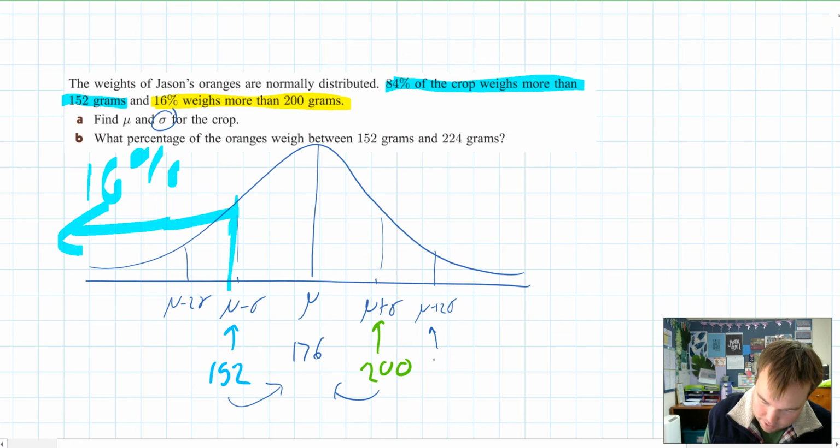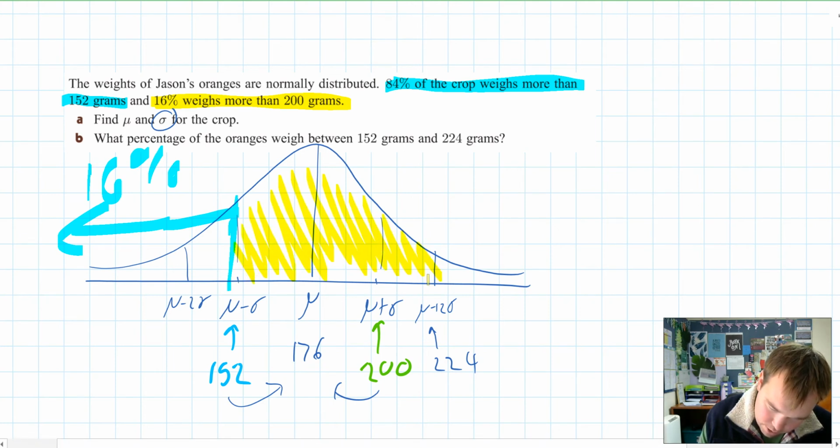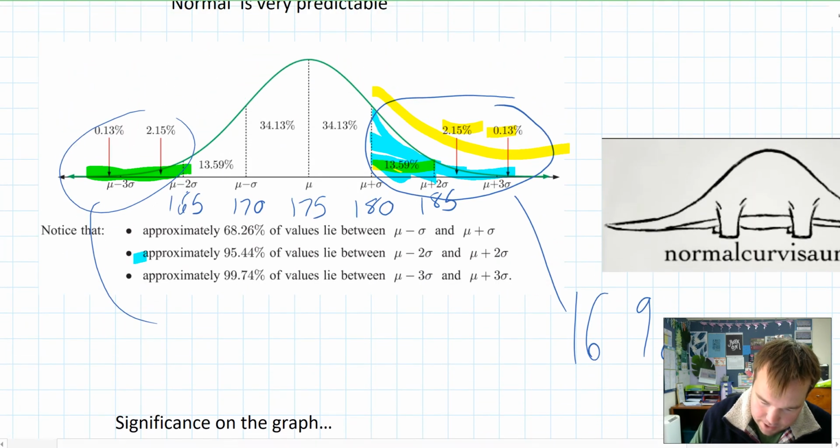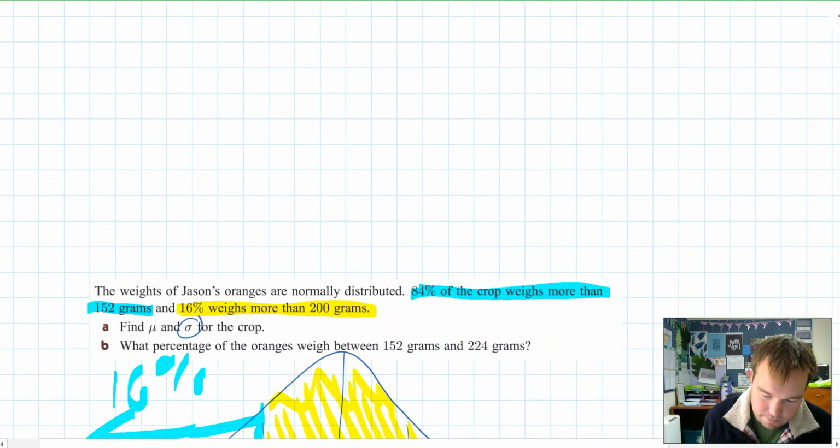Well, here is 224. And what we're going to do is basically find the area of the curve from one standard deviation down to two above. That middle bracket there is 68% plus another 13%. Remember the decimals. So we're looking at 68.26% plus 13.59. Add that together and you get 81 point something, and that will be your answer.